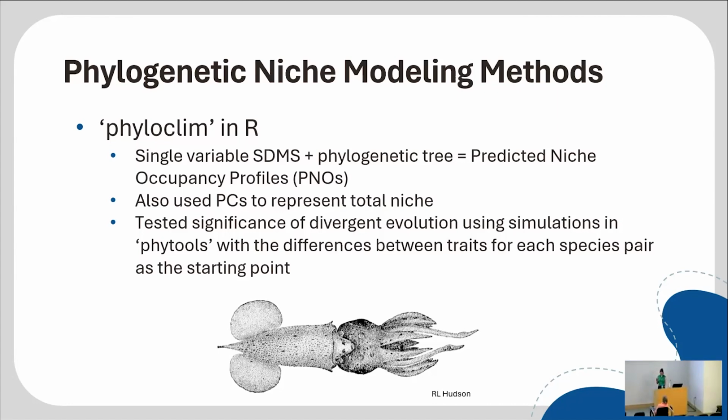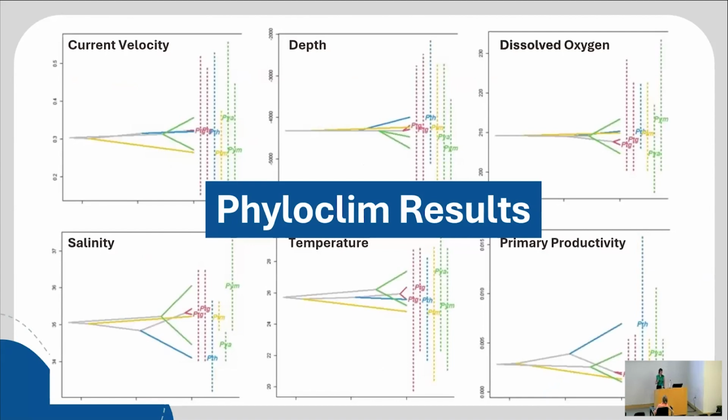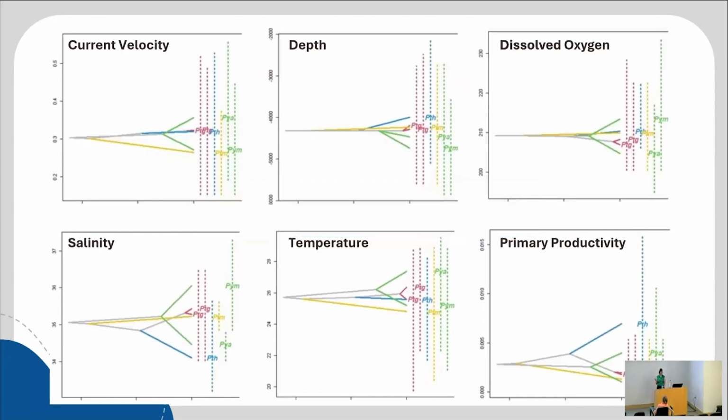We saw some divergence between species, so I wanted to test if that divergence was significant, and I used simulations in PhyTools with the differences between the traits for each species pair as the starting point. So here are our phylloclimb results. We have current velocity, depth, dissolved oxygen, salinity, temperature, and primary conductivity.